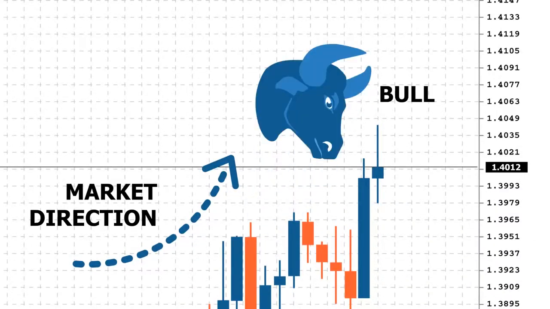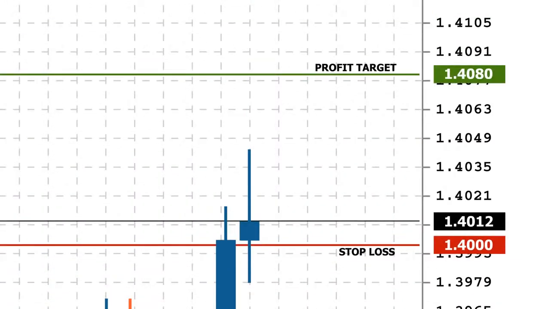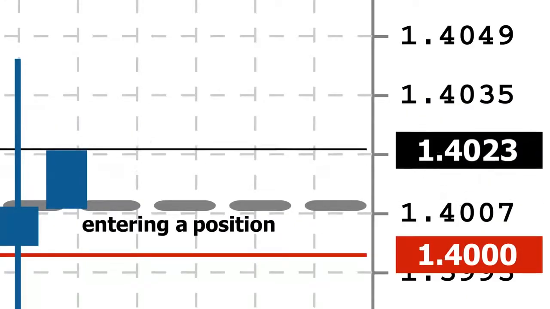No offense. This is the term that describes a trader as a person who believes the price will go up. Since the market price is going up, it is said that it is bullish. Set your stop loss at 1.4000 and your profit target to 1.4080. Again, we will teach you how to set stop losses and profit targets further on in the learning path. You are in. You have entered a position.